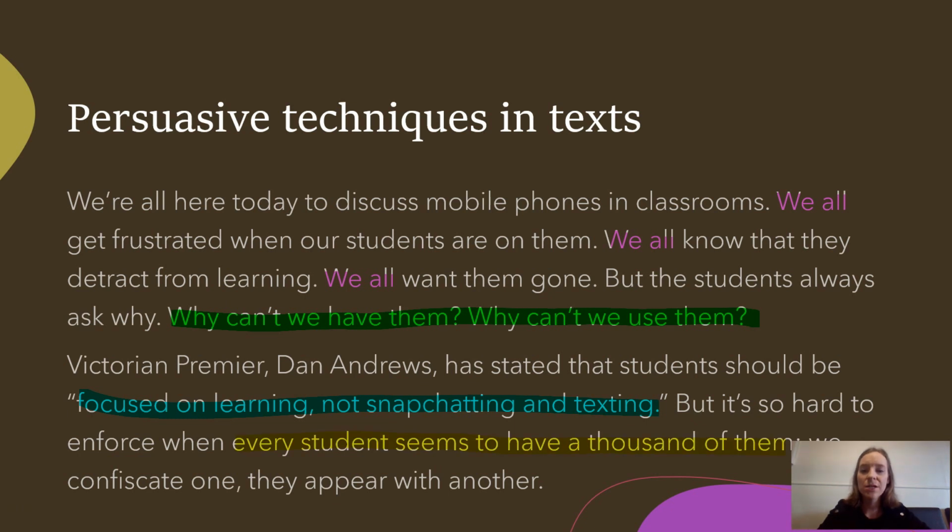We have exaggeration. Every student seems to have 1,000 of them. They confiscate one and appear with another. It's emphasizing that there is just an ongoing issue that continues to happen.